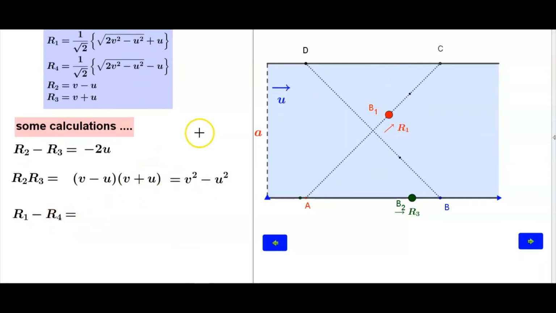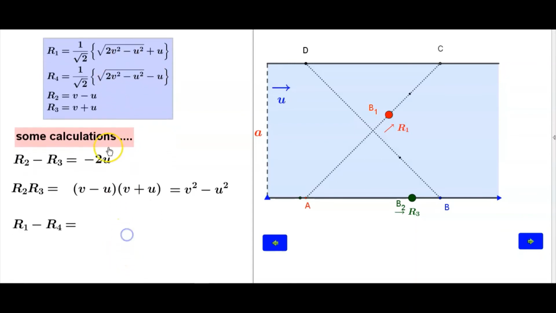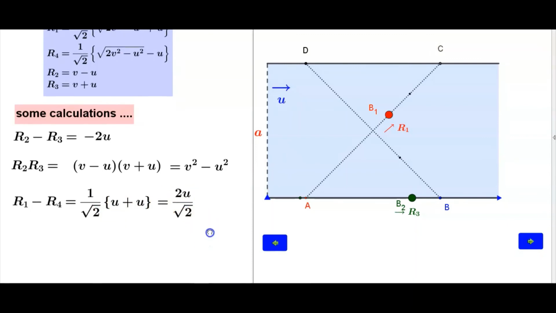Then R1 minus R4. This is R1, this is R4. Therefore, R1 minus R4: 1 over root 2 into this term cancelled. Therefore, U minus minus U plus U. 1 over root 2 into U plus U. Therefore, this is equal to U plus U, 2U over root 2.